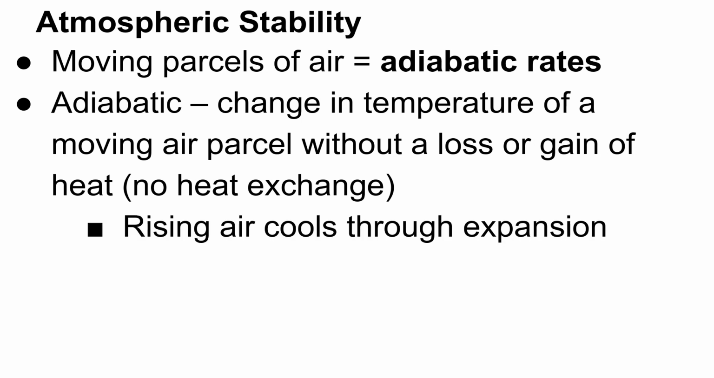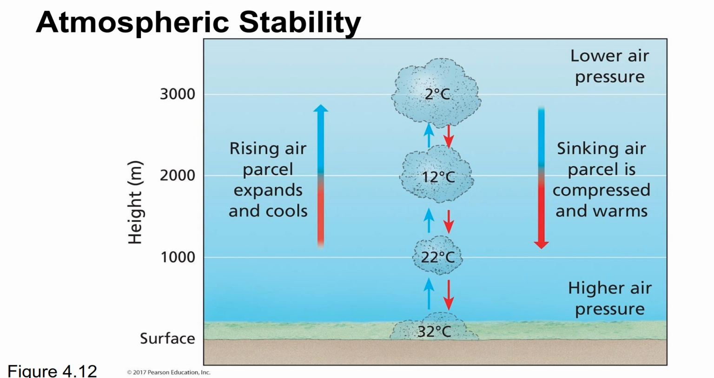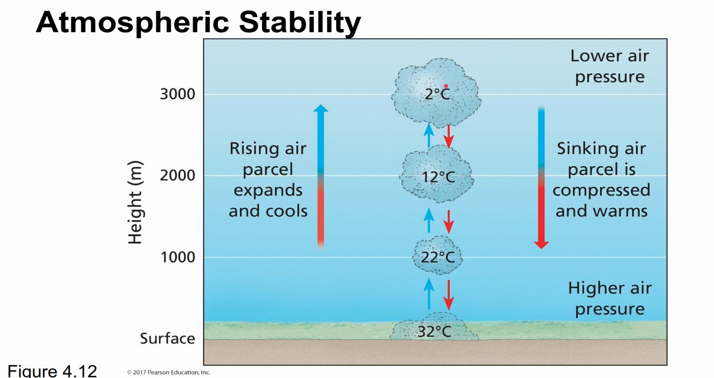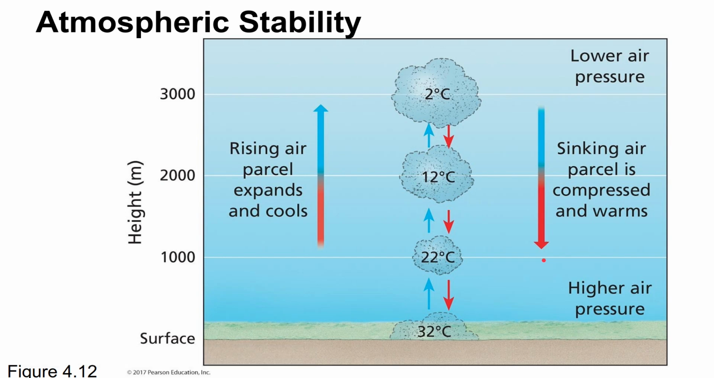Rising air cools through expansion. Sinking air warms through compression. A rising parcel expands and cools: 32 degrees, 1 kilometer, 22 degrees, 1 kilometer, 12 degrees, 1 kilometer, 2 degrees. A sinking parcel of air is going to heat 10 degrees per kilometer. So 1 kilometer, 12, another kilometer, 22, another kilometer, 32. Rising parcels of air expand and cool. Sinking parcels of air compress and warm.